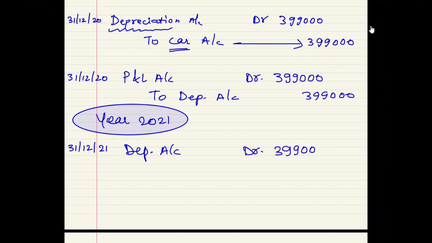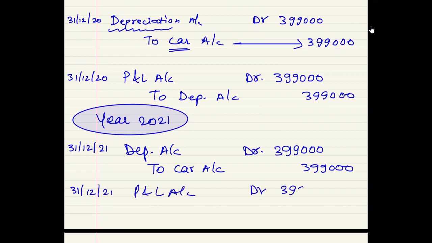So depreciation would be 3,99,000 to car account. Again 3,99,000, and transfer of depreciation to the P&L, so the P&L account is debited with the same amount, 3,99,000 to depreciation account.